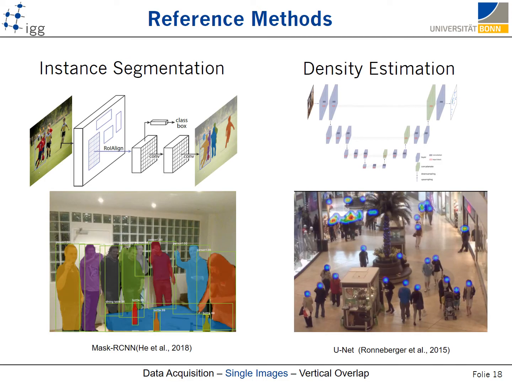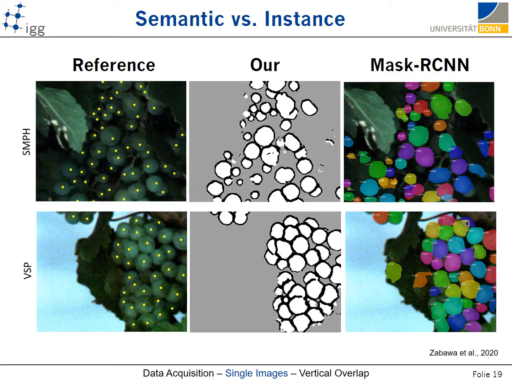To put our method into perspective, we compare our results with 2 other methods, an instance segmentation network and a density estimation network. The instance segmentation is performed with the mask RCNN, which is a popular choice for this problem. The density estimation is a U-Net network. We adjusted the training data so that both networks could be trained with the same dataset as our approach.